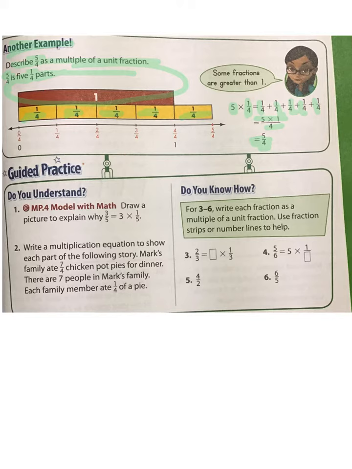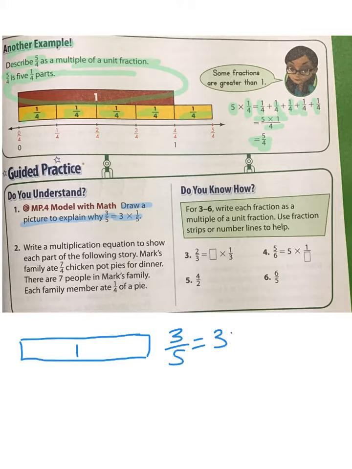Okay, so here we need to draw a picture to explain why 3/5 equals 3 times 1/5. So if we're going to do that, just pick a color over here. We're going to have our whole. So this is going to be our whole. That's going to be 1 whole. Since my denominator is 5, I'm going to write the fraction on the side. We need 3/5, which is going to equal 3 times 1/5.